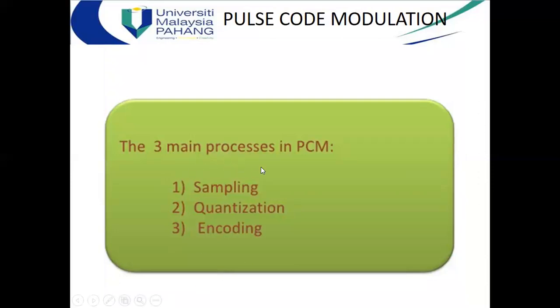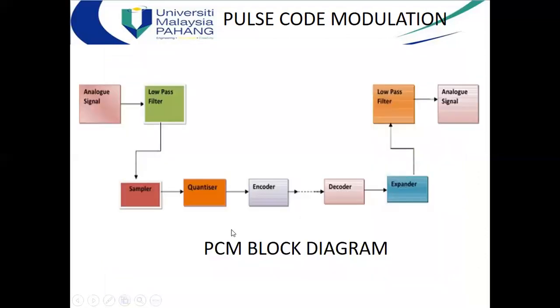So PCM has three steps: sampling, quantization and coding. As we discussed, this is the block diagram of PCM. First the analog signal, then it should go through the low pass filter to filter out unwanted frequencies and get the maximum frequency of the analog signal. Then sampling, quantization, encoding, which is source coding, then channel coding, and then it passes through the channel. At the receiver, the decoder, the expander, it will go through a low pass filter again to filter out any unwanted frequencies, and then the actual analog signal goes to the destination.